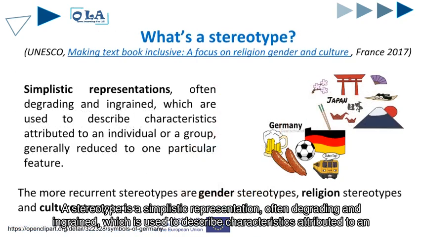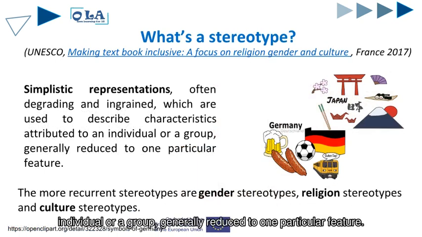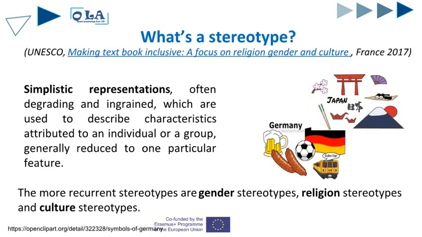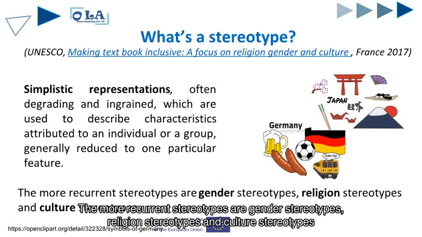A stereotype is a simplistic representation, often degrading and ingrained, which is used to describe characteristics attributed to an individual or a group, generally reduced to one particular feature. The more recurrent stereotypes are gender stereotypes, religion stereotypes, and culture stereotypes.